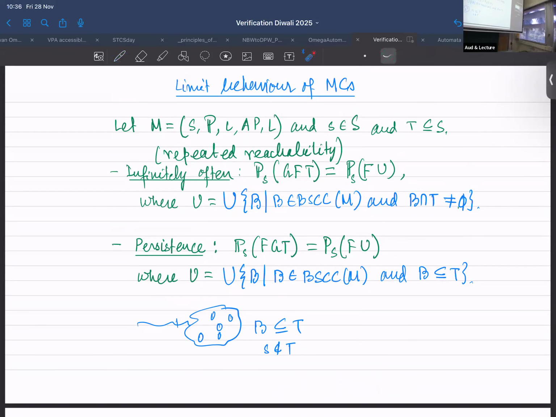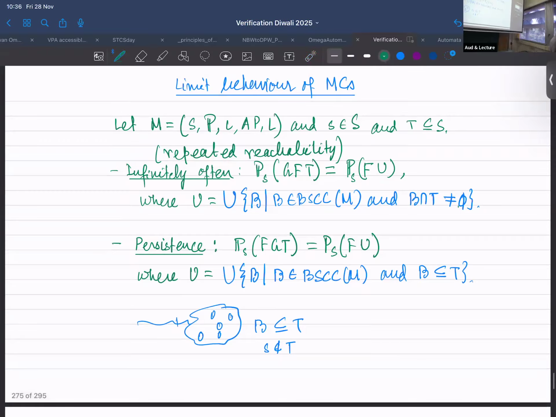The persistence is like FGT. Eventually, we're going and staying there. This is like a co-Buchi property, and this is like a Buchi property. So FGT is also called a persistence property. You go and stay somewhere. If you're just talking about globality, then what is that property? Always in T. If I just say always T, it's called a safety property.